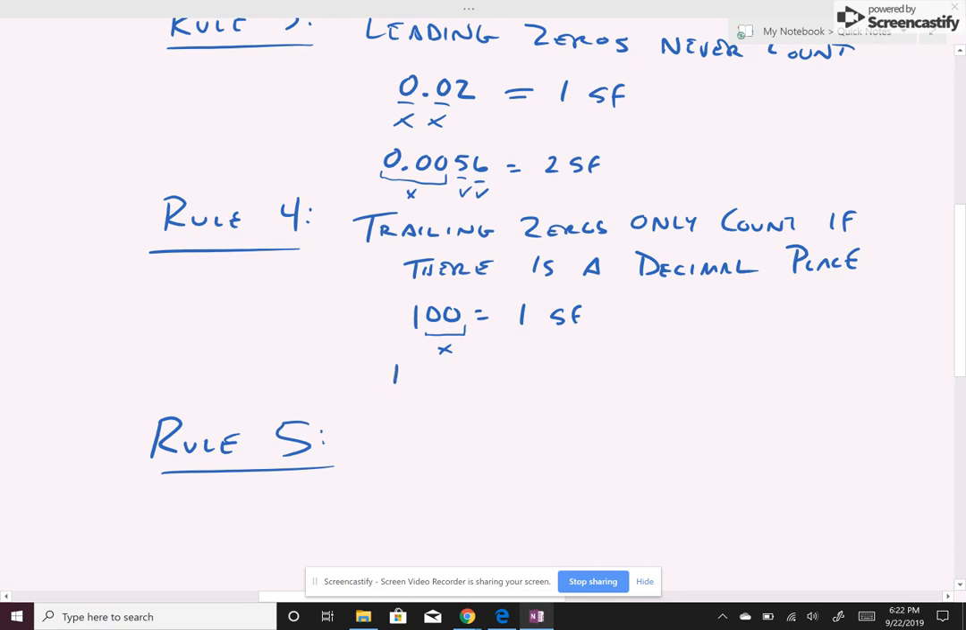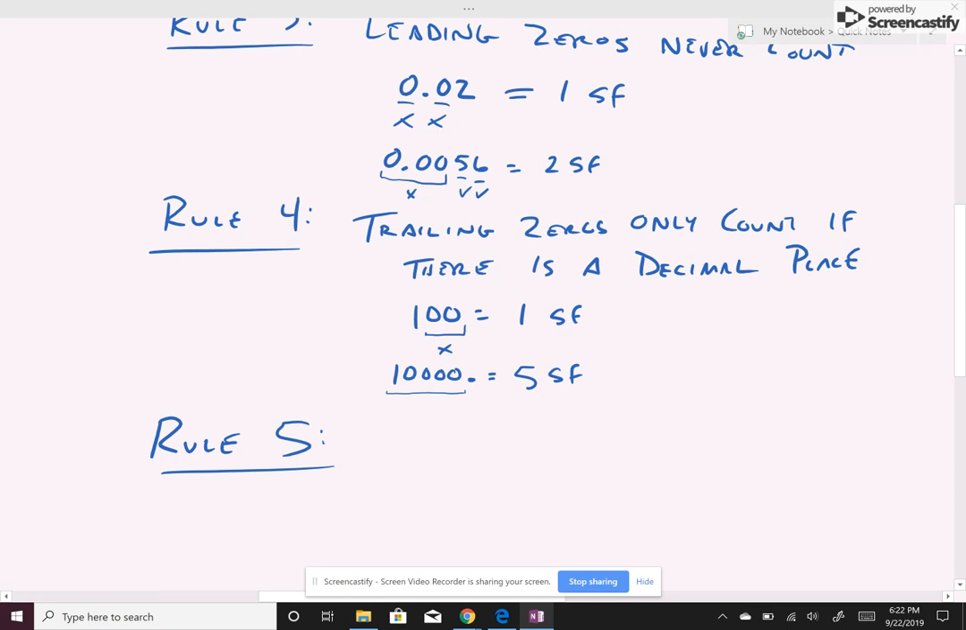But if we had a number like 10,000 with a decimal point, that means that all of these numbers, even though they're zeros, are significant. And so in this case, this would have 5 significant figures.